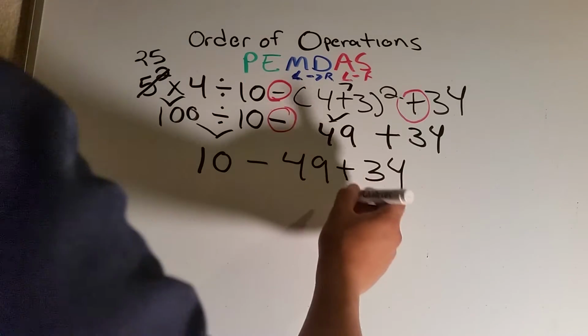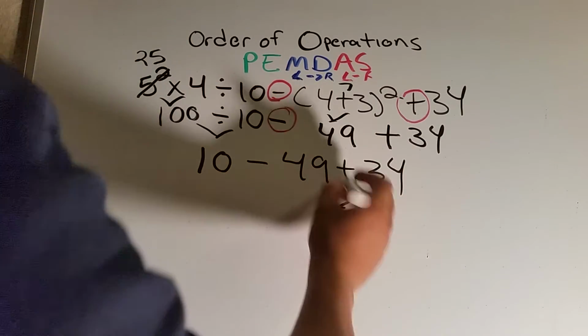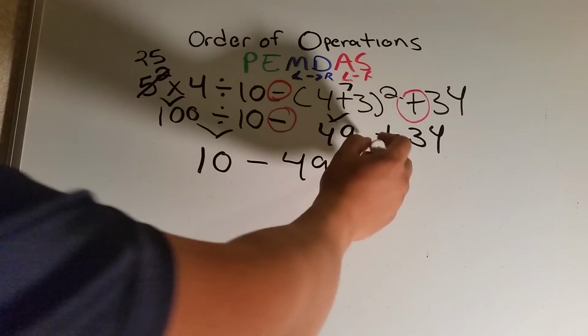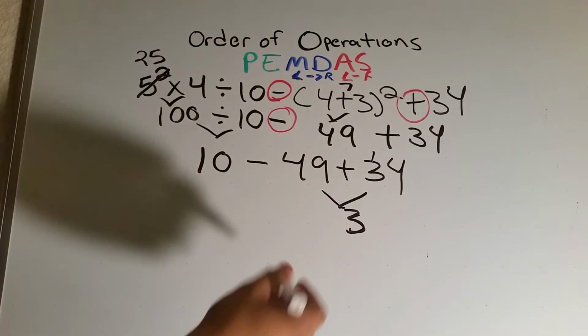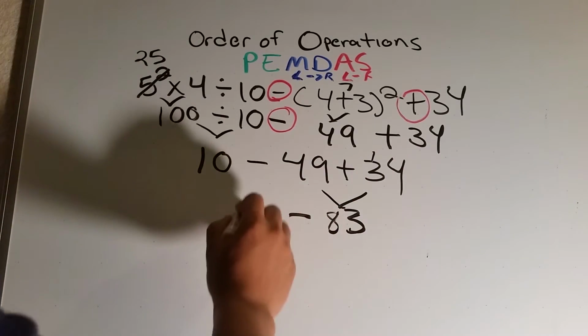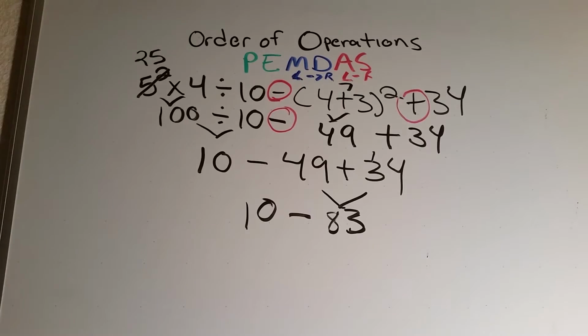What is 49 plus 34? All right, the 4 plus 9 is going to give us a 13. We're going to carry the 1. So we carry the 1, that becomes a 4, 4 plus a 4, and I'm talking about the tens place, is going to give us an 8, right? So we got 10 minus 83.